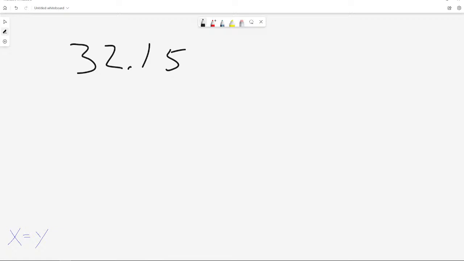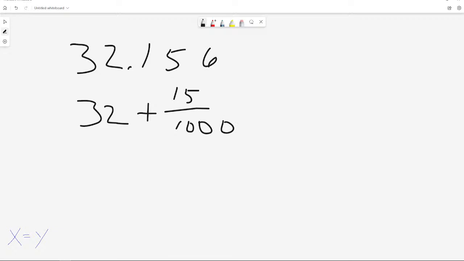So we're gonna rewrite 32.15 as 32 plus 15 over 100. And I'm guessing that the reason why we want to do it over 100 is because 5 is in the hundredths place as far as decimals go. So if we just had 32.1, it'd be 1 over 10 because it's in the tenths. If we had 32.156, then we want this to be in the thousandths because we're doing by thousandths.